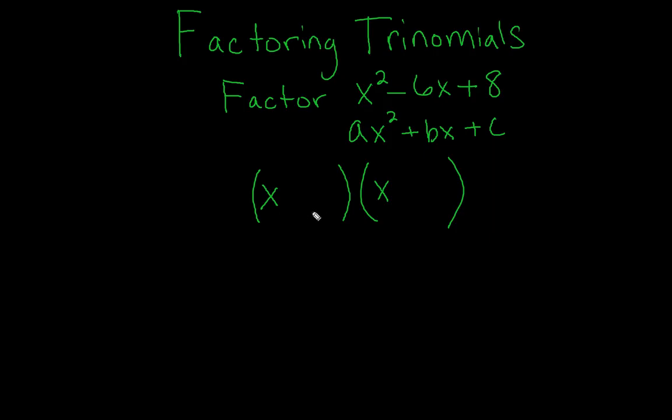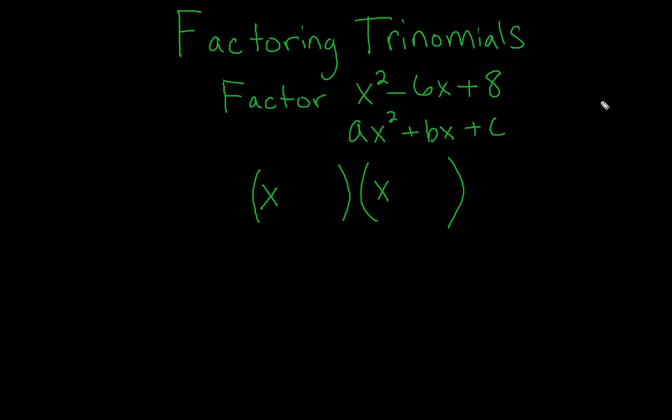So how do we figure out what the rest of these binomials are? The way we do this is that we try to figure out what factors, or what things, multiply to give us c that when we add them give us this b term. So in this case, what two things multiply to give us 8, but when we add them give us negative 6?